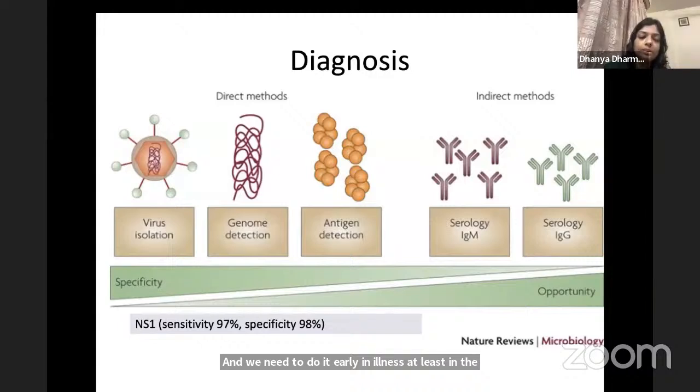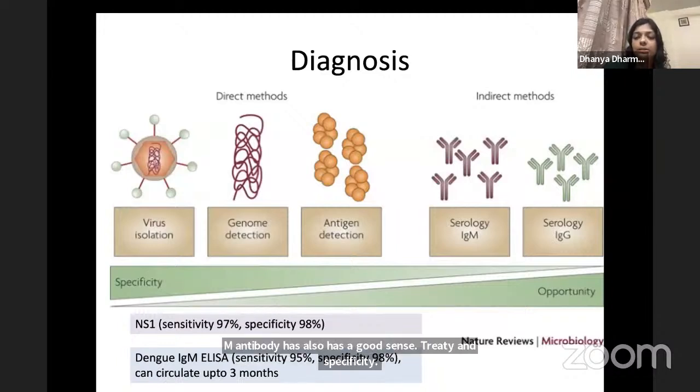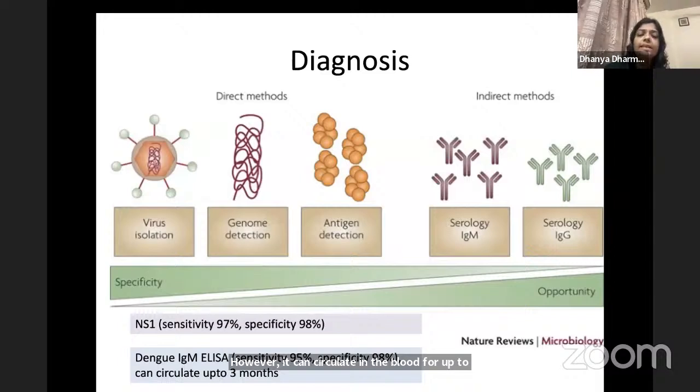The antibody production starts after 5 days. IgM antibody also has a good sensitivity and specificity. However, it can circulate in the blood for up to 3 months. IgG can indicate past infection, but IgG positive may not always mean that it is only past infection. If it is clinically correlating, it could mean even secondary dengue.